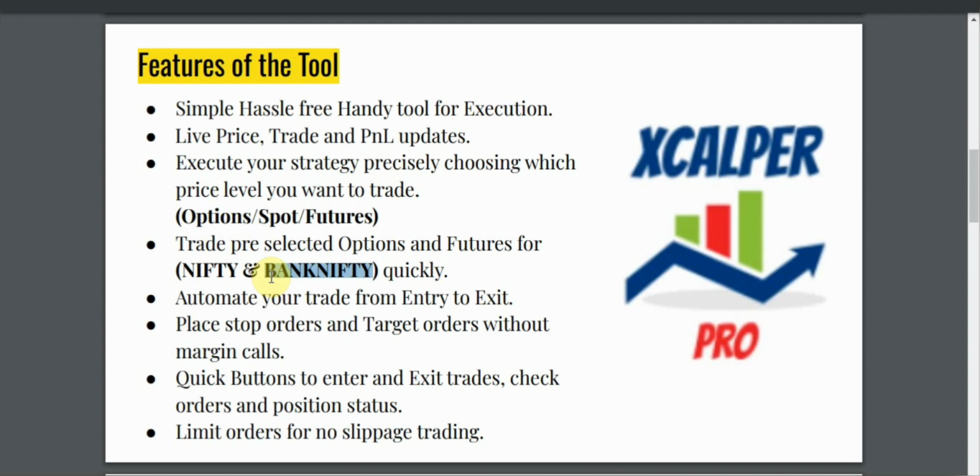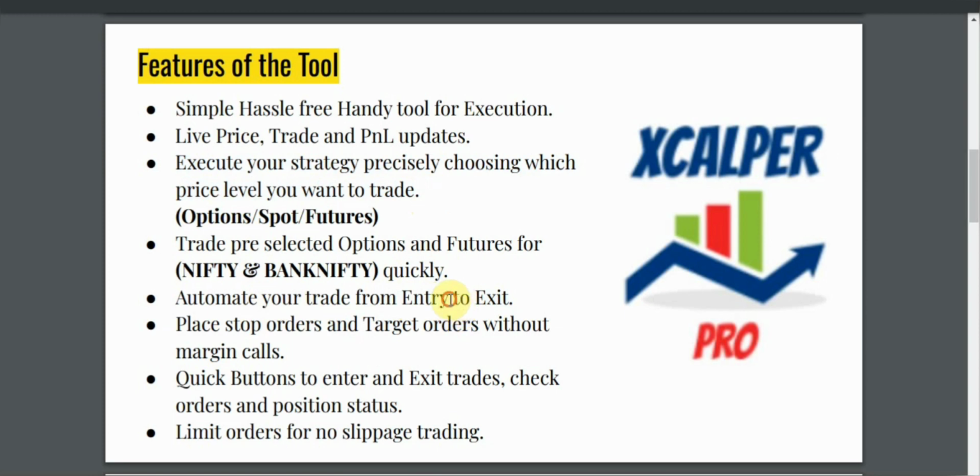Then it has a very cool feature: automating your trade. Once you have defined your strategy, once you have got the inputs, entry and exit points from your strategy, you are much closer to your trade. You just have to give the entry price, then the exit can be either stop loss or target. So you have to define entry, stop loss and target. Then you can enable the auto trade and let the system trade.